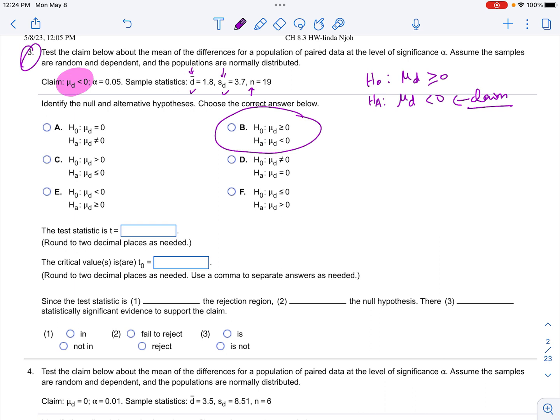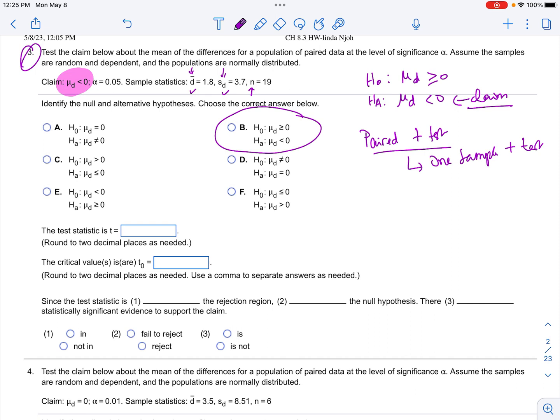Now, what is the test statistic? Just so you know, all of this can be programmed in your calculator. From looking at the notes from the chapter, you know that a paired t-test is the same as a one sample t-test. Those two are the same. So I can program that information inside my calculator, and I will show you how I do that. I'm going to show you my screen.